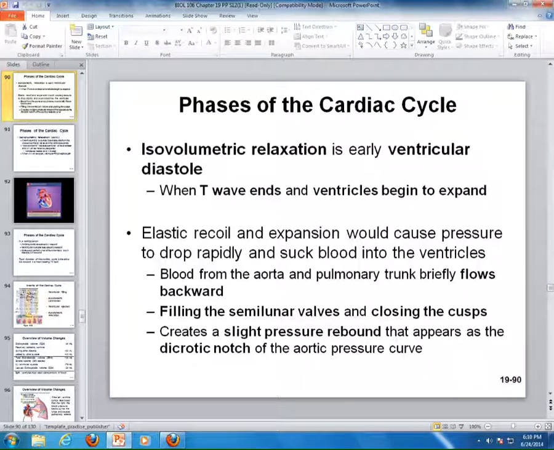I also would beg you, if you have any concerns at all, that you come on Thursday with some formulated questions related to skeletal muscle, to blood, or to cardiac, so that I can address those with you on Thursday.